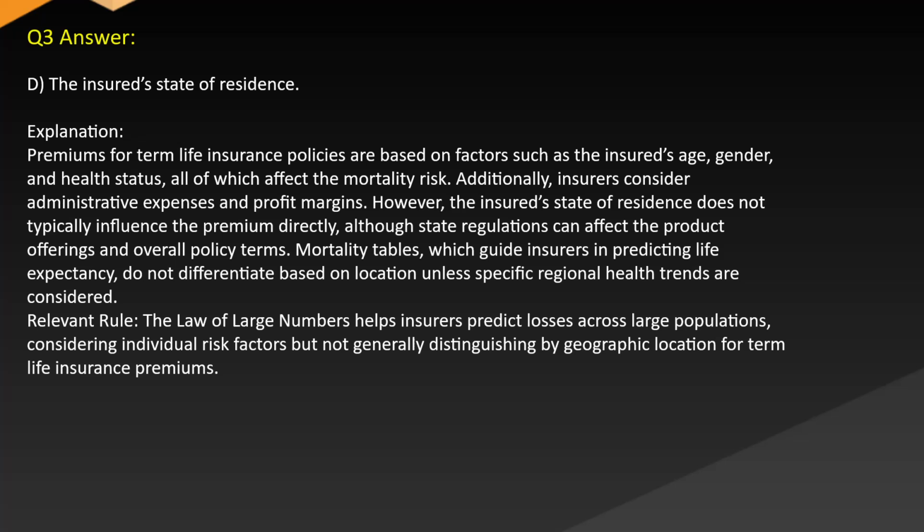Mortality tables, which guide insurers in predicting life expectancy, do not differentiate based on location unless specific regional health trends are considered. Relevant rule: the law of large numbers helps insurers predict losses across large populations considering individual risk factors, but not generally distinguishing by geographic location for term life insurance premiums.